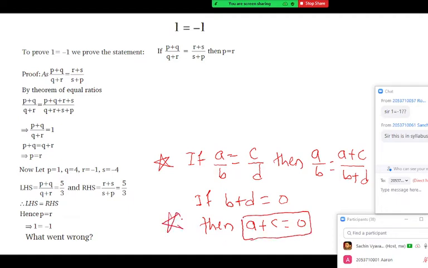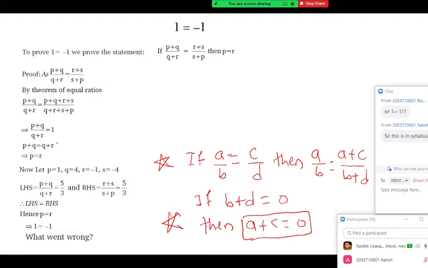This is the one hidden line in the theorem of equal ratio, and that we generally do not focus on, and because of that line the fallacy is created. That false statement is created. Yes, obviously, Sanchit, this is not part of the syllabus.